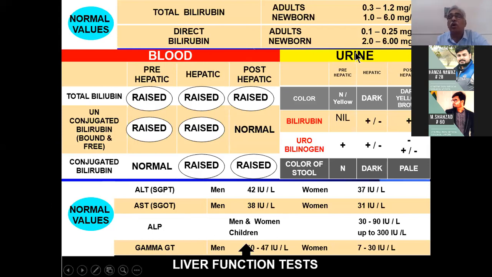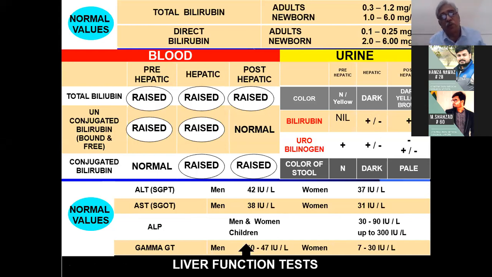What about urine? Obviously, you see over here in hepatic jaundice the urine is dark in color. There could be bilirubin. You may find the report plus minus, urobilinogen plus minus, and the color of the stool is also dark.